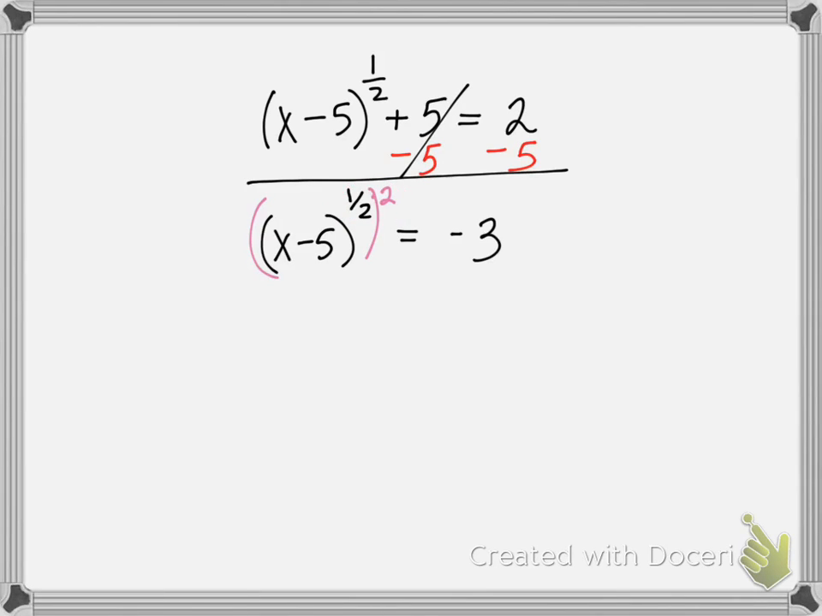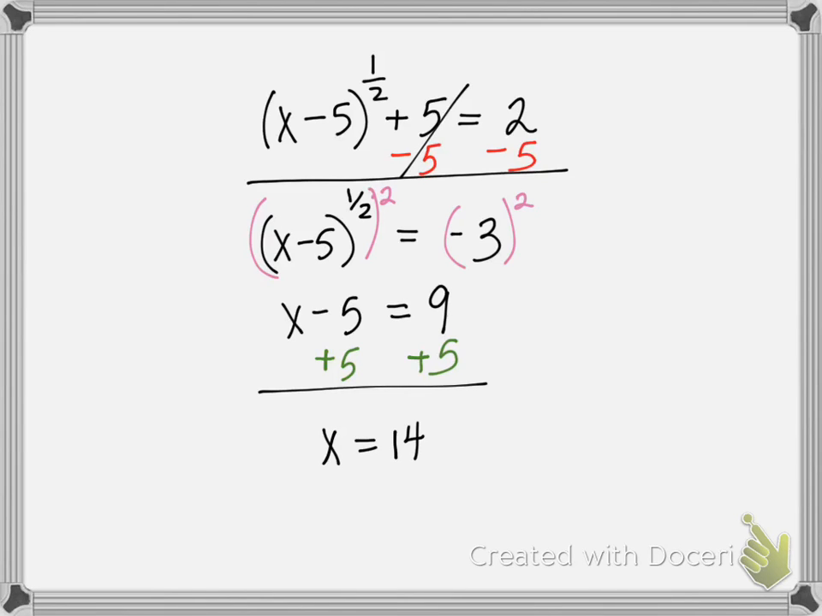So if I raise the left side to the second power, I have to raise the right side to the second power. On the left side, this simplifies to 1, so you're left with x minus 5, and that's equal to -3 to the second power, which is 9. From here, I just add 5 to both sides, and I get x is equal to 14.